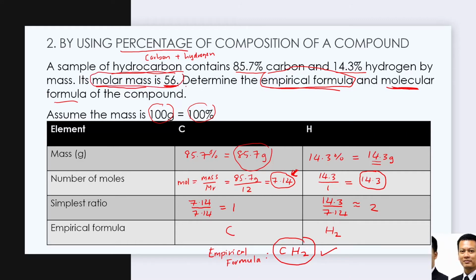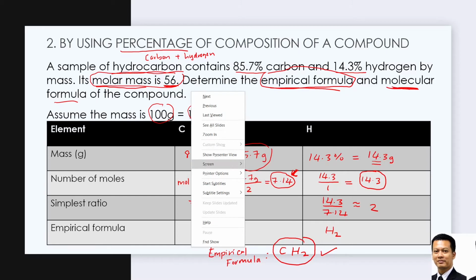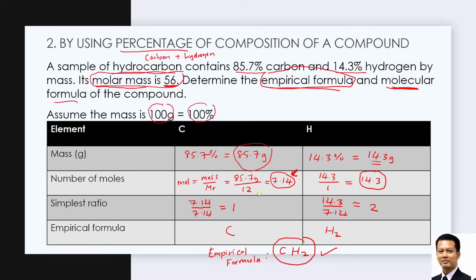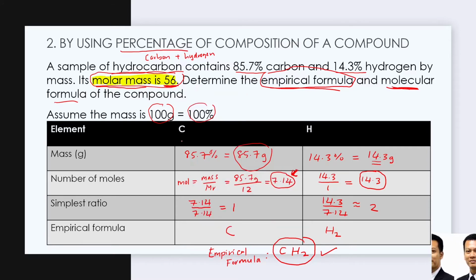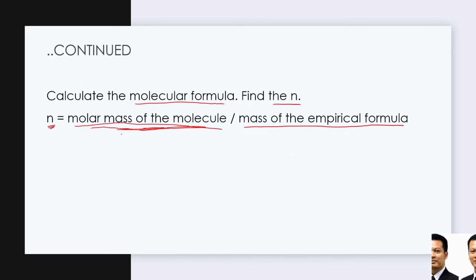Okay, this part. Okay, let me change the pen. How to change the pen? Okay, pointer option, highlighter. I want to highlight this one. So this is the molar mass. Okay, change the pen. So N equals 56.